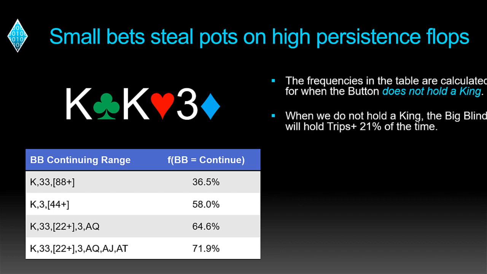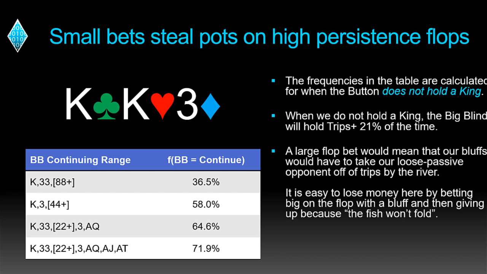If we go down to the 64.6% row, we see that now you're getting up to the point where you start adding in the pocket deuces as well and some ace high hands, and we get up to 72% once we hit something like ace queen, ace jack, and ace 10. When we don't hold a king, the big blind will hold trips or better 21% of the time.